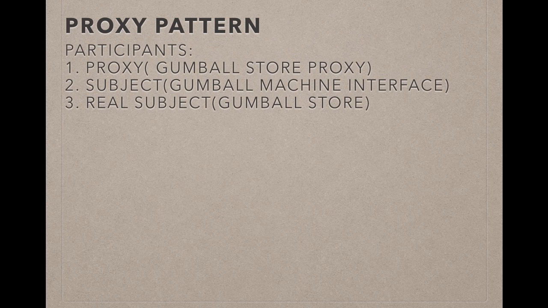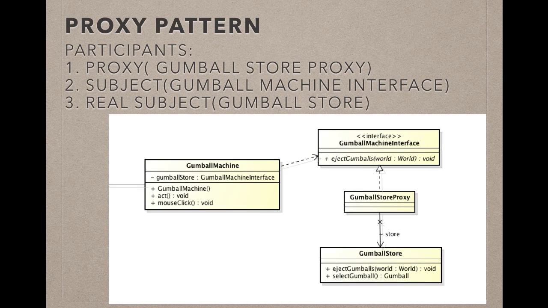Let's see how I have implemented the proxy pattern. Now the participants in my proxy pattern are the proxy, that is the gumball store proxy, the subject, which is the gumball machine interface, and the real subject, which is the gumball store, which will select gumballs randomly and eject the gumballs. The gumball machine will call the eject gumball method on the proxy, which will eventually call the actual eject gumball. Now the proxy will authenticate if the hungry man has actually collected the stars. If he has the star, the gumballs will be ejected based on the number of stars. If he does not have any star, the store won't eject any gumball.